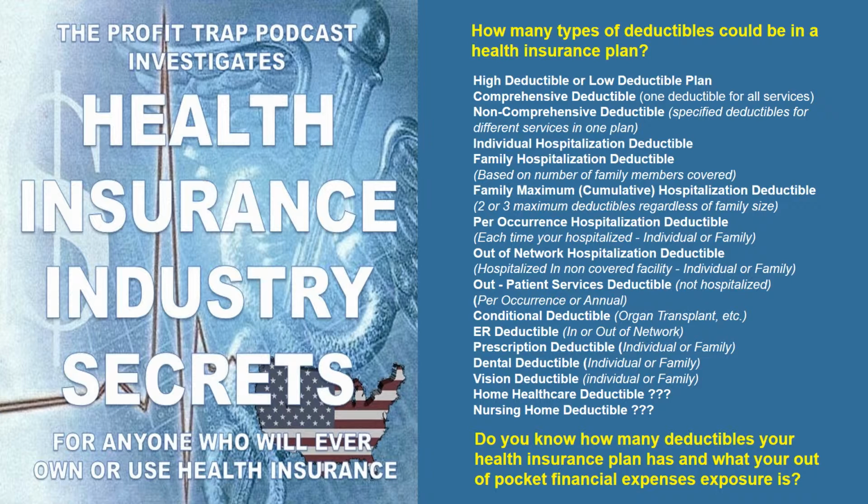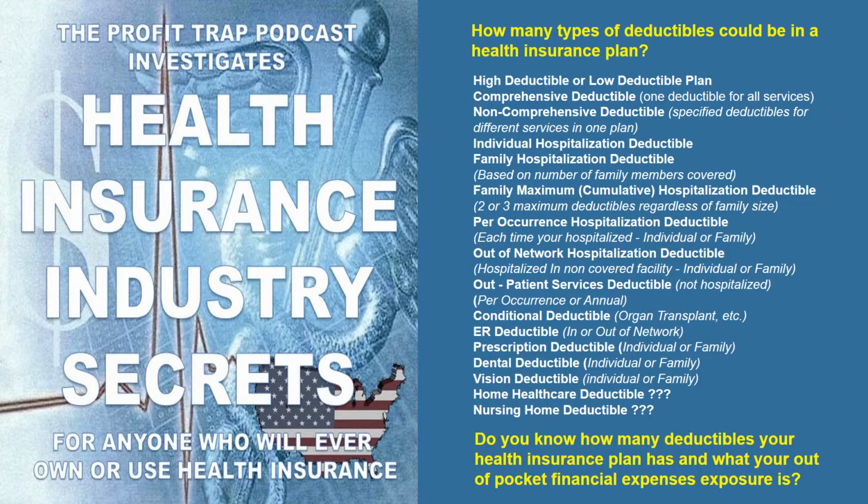This means you have one deductible for all services in your plan. Then we have a non-comprehensive deductible, which means it has specified deductibles for different services inside one plan. Then we have an individual hospitalization deductible, which would apply for a single person covered under one plan. Then we have a family hospitalization deductible, which is based on the number of family members covered under the plan. For example, if you had 4 family members, you may have 4 separate deductibles.